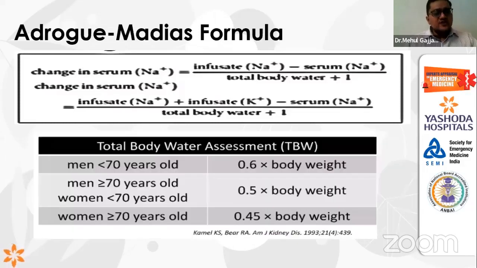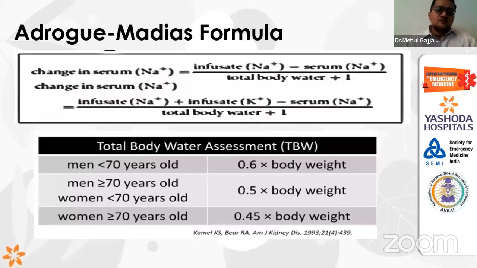Now you also have to determine the total body water. The total body water in case of a man less than 70 years is 0.6 into body weight. In case of a man more than 70 and a woman less than 70, the correction factor is 0.5 into body weight. In case of a woman more than 70, the correction factor is 0.45 into body weight. So you exactly calculate how much body water in liters there is. Then the correction, roughly around 10, is multiplied to that liter.